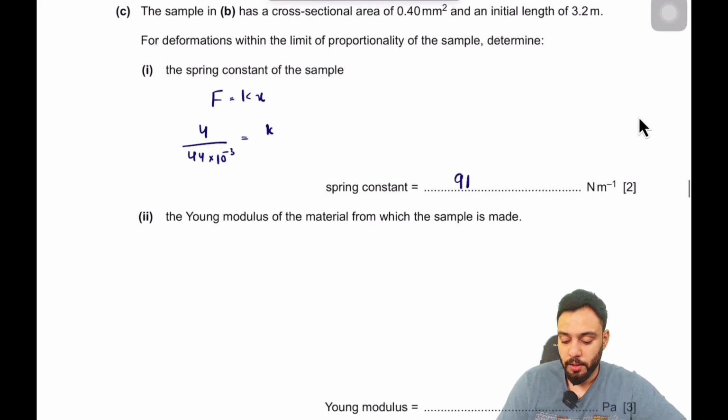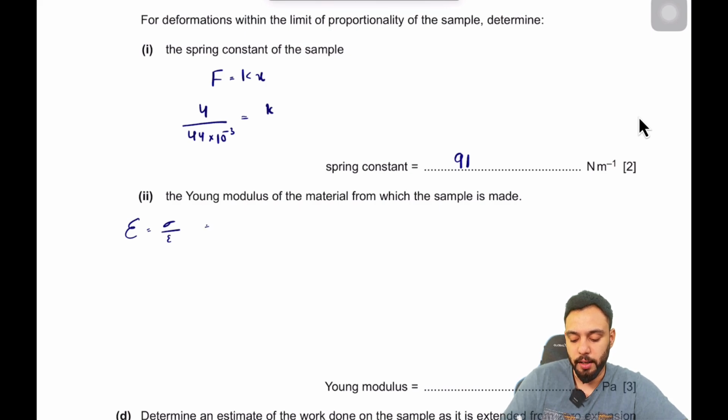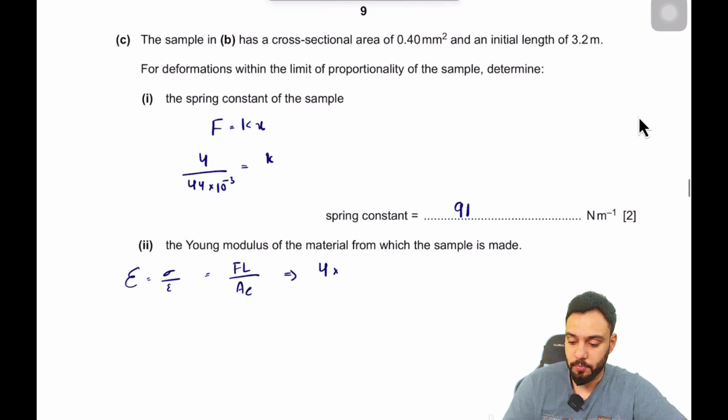Moving on, the Young modulus of the material from which the sample is made. So Young modulus is given by stress over strain. You can either write it down as FL over AE, which we discussed in the lecture as well. So force is going to be 4 newtons. I'm using the same points. Length is initially 3.2.